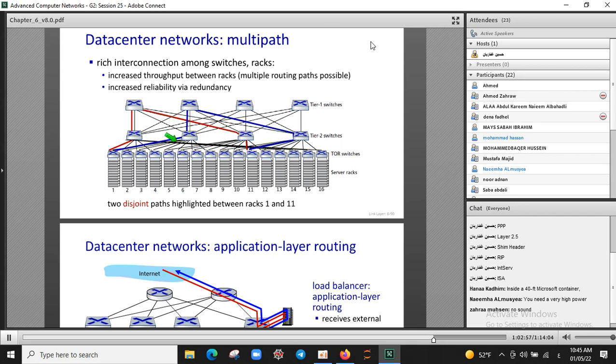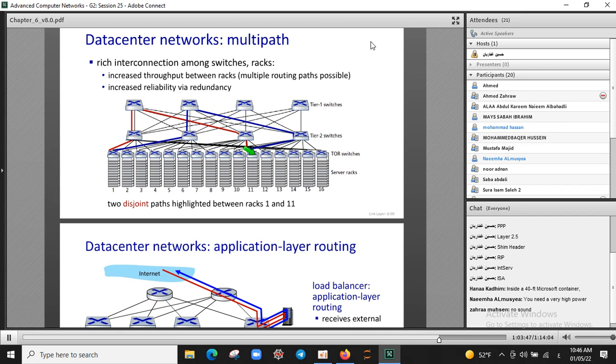I can follow these blue lines toward rack number 1, and I can follow these blue lines toward rack number 11. I have different routes toward specific racks. This is the redundancy. I'm talking about redundancy to increase the availability rate and the reliability rate. I prepare different routes between the top level switch and routers and the low level racks. Okay, I have these different routes.